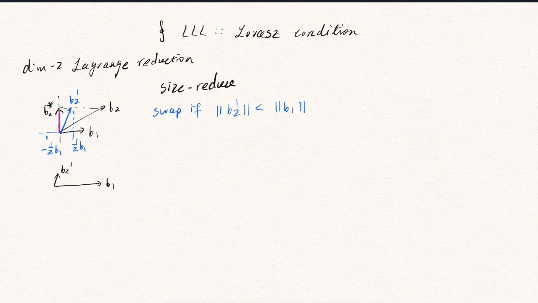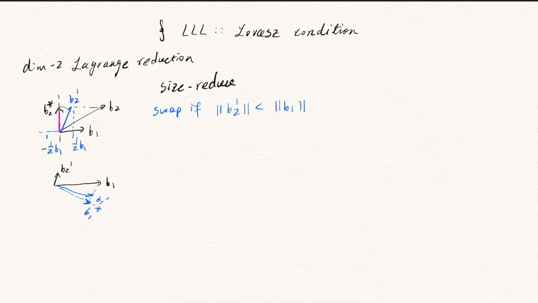And as we can see intuitively, if B2 prime is very small, and if I size reduce B1 against it, so that this is the orthogonal projection of B1 onto the orthogonal supplement of B2 prime, the reduced one, and you bring it close to this, then B1 prime is also going to be reduced. So there are further opportunities. That's the refresher on the Lagrange reduction.